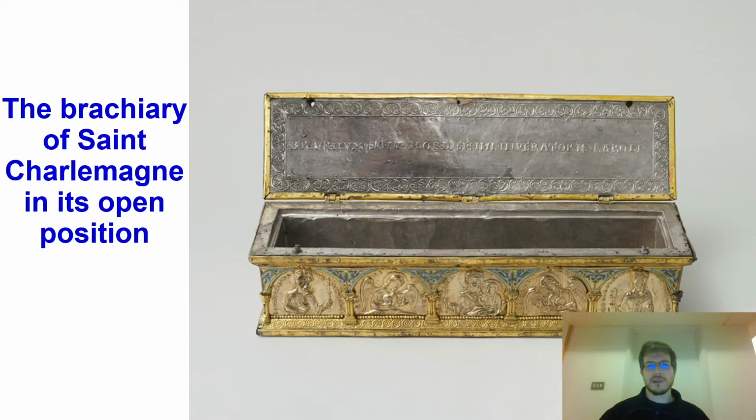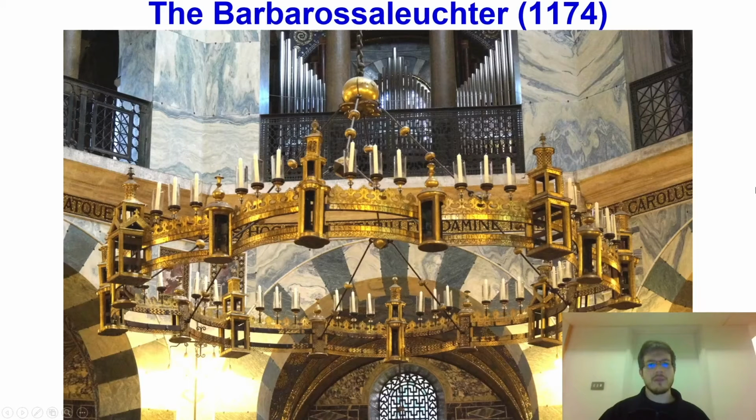When it's open, it actually tells you that you can see the arm of the glorious Emperor Charles. The object we will be dealing with today, however, is the Barbarossaleuchter. This is what it looks like.